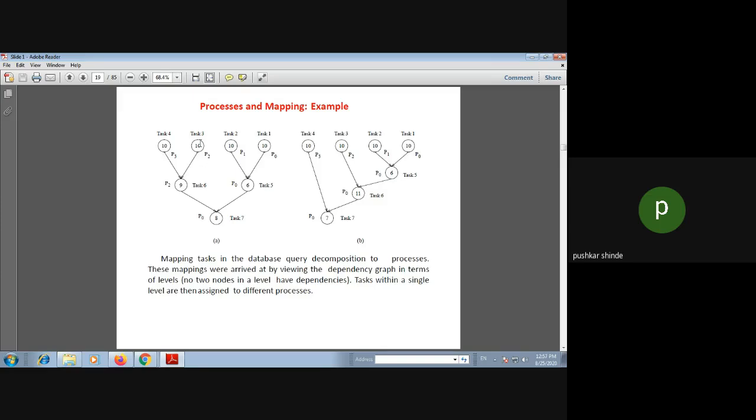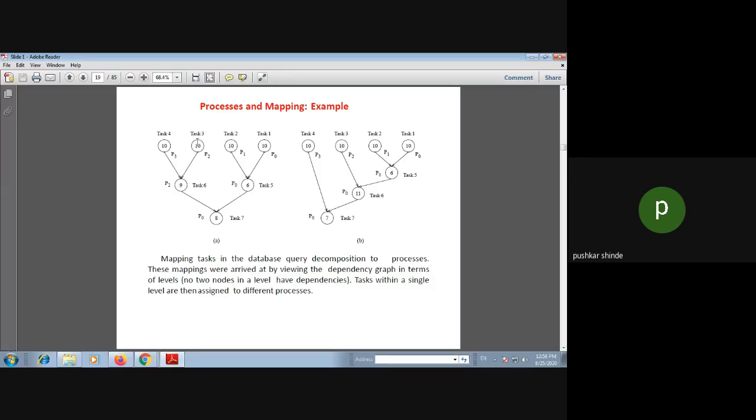Whereas task 3 and task 6 are dependent on each other. So at the same level the tasks are independent of each other, but at different levels the tasks are dependent on each other. When they are dependent, they should be given to the same process, whereas the tasks which are independent should be given to different processes. That is what they have shown using an example. Tasks have been given and the processes allocated to those tasks have been shown in the diagram. So this is an example of tasks and processes mapping.